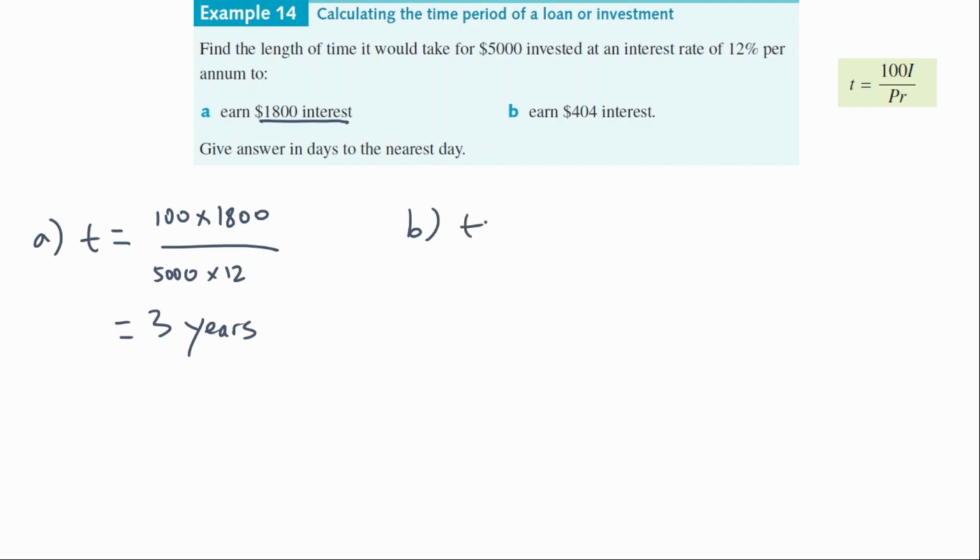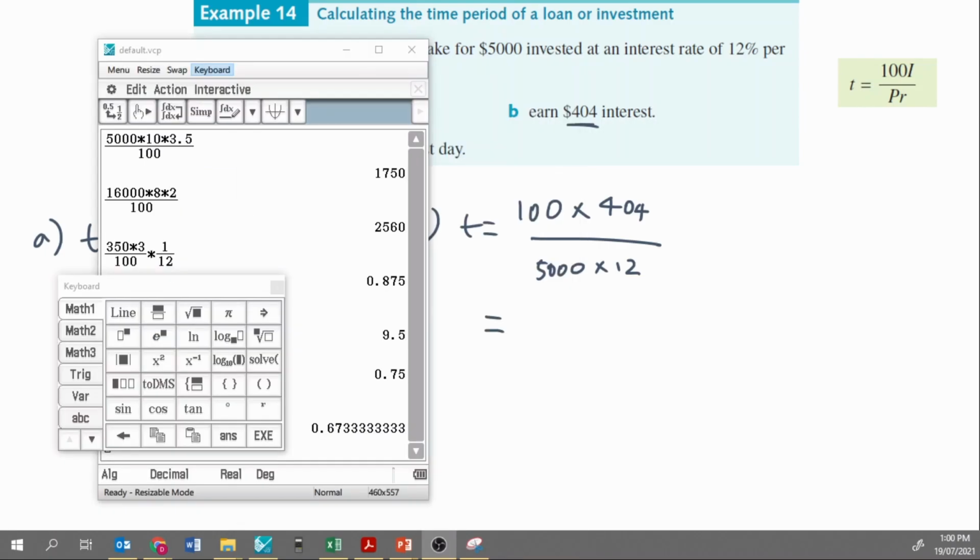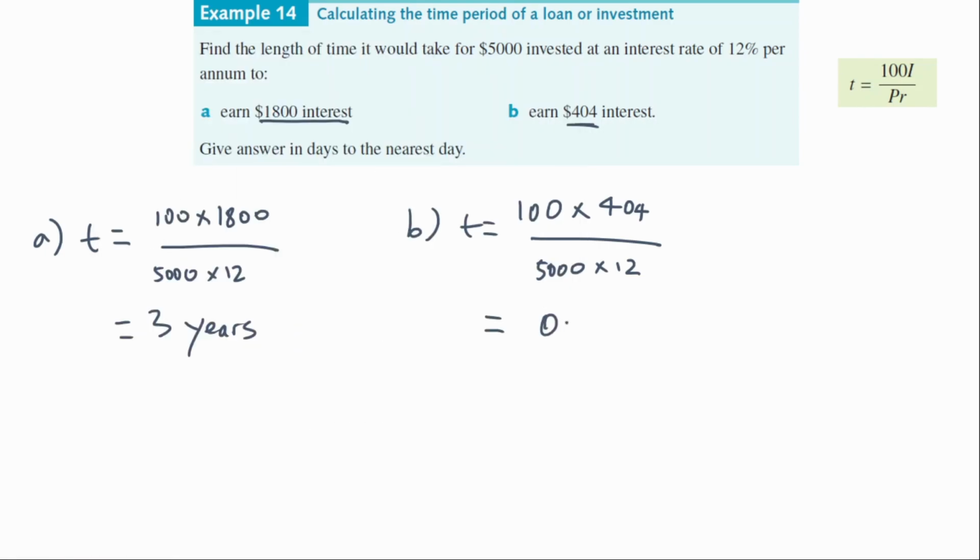Just going to plug in the values again. So T is 100 times I, we're trying to earn 404 this time, so replace I with 404 over P, principal is the same, 5,000, and the rate is the same as well. Once again, just plug that into your calculator, and as you can see there, once you work that out, you'll get a value of 0.673.